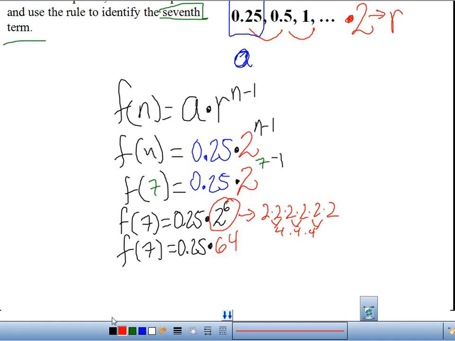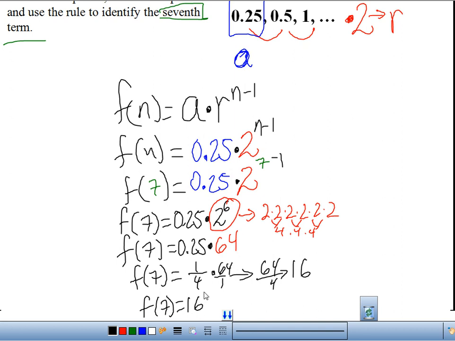All right. And lastly, we got f of 7 equals 0.25 times 64. Or let me transform this so that I don't do the long multiplication over here. What is 0.25 in a fraction form? 1/4 times 64, which is the same as 64 over 4, which is what? 16. So f of 7 equals 16. Now, I would get the same number by multiplying these over here with decimal places.